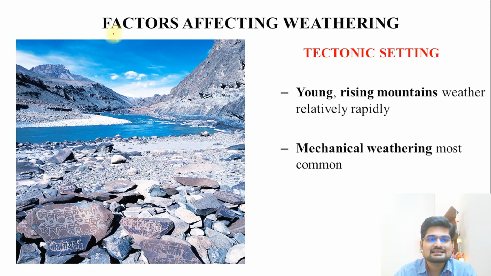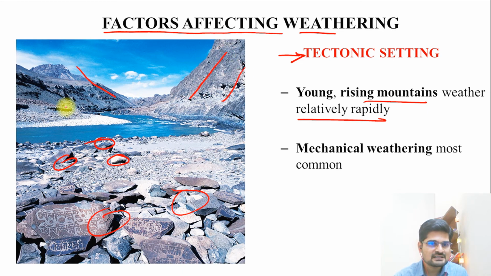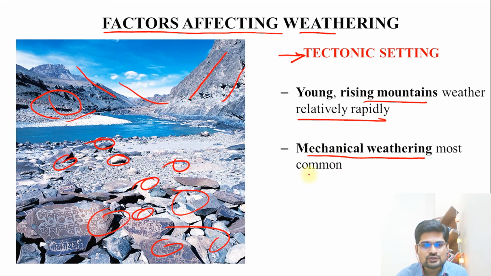Now, the next thing that we need to understand is the factors affecting weathering. So, what are the major factors? The first factor that we see is the tectonic setting. It means plate tectonics, the tectonic movement of various plates on the surface of the earth that we have studied. What happens here? Weathering happens in the young rising mountains. In this image, these weathered rock fragments lie here, and these slopes, these surfaces, have gradually, by the impact of water or glacier, weathered into different rock fragments, isn't it? This is mechanical weathering, which is the most common type you see here. That is why tectonic setting is important.